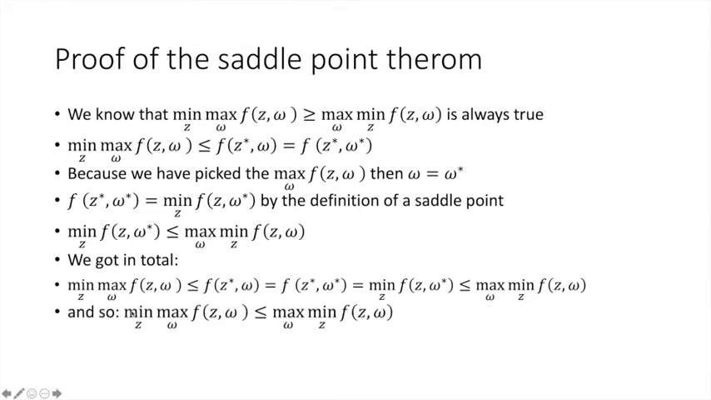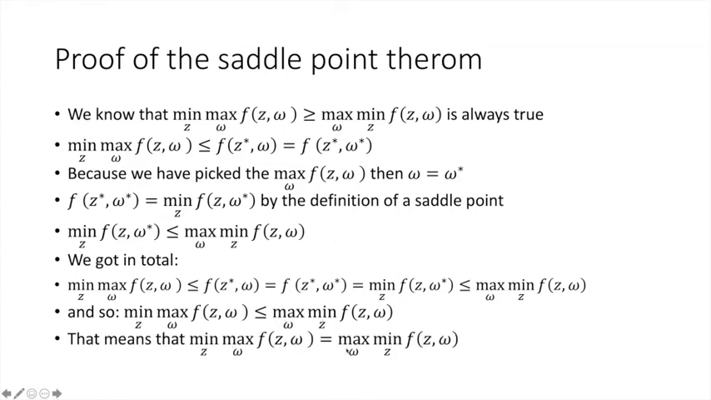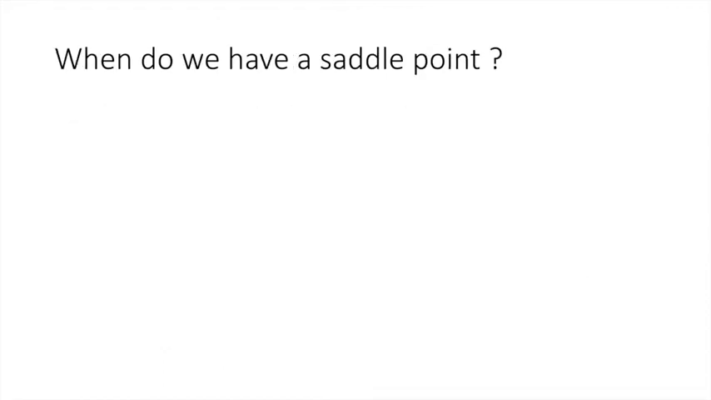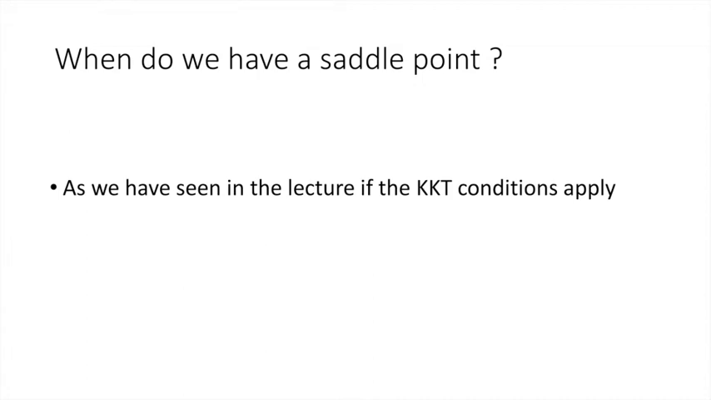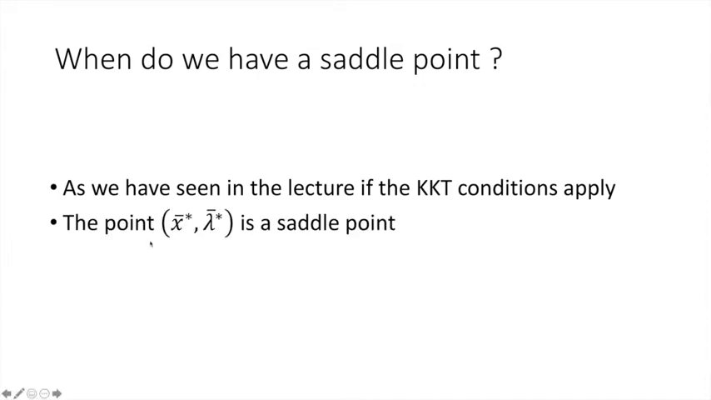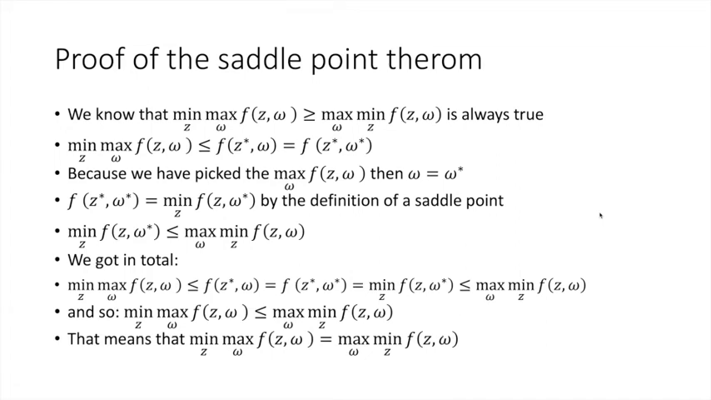As that is smaller or equal to minimizing over z, maximizing over omega. And we also got the other side, that maximizing over omega and minimizing over z is smaller or equal to minimizing over z and then maximizing over omega. So that means that min max is equal to max min. As we have seen in the lecture, we have a saddle point when the KKT conditions apply, and then x star, lambda star is the saddle point of the Lagrangian. This part is full of notations and larger and equals and using the definition, so I suggest you pause the video and explain to yourself why this is true.